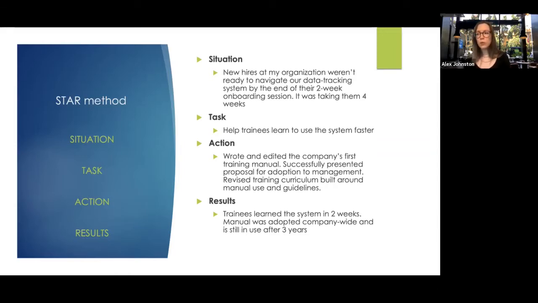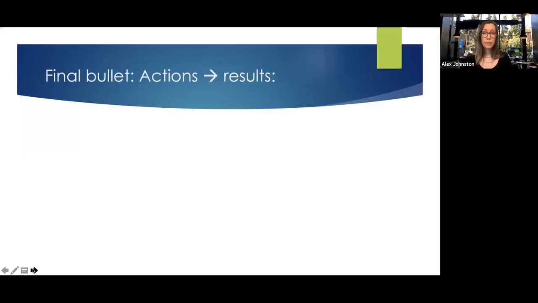Or maybe you wrote a manual for your graduate student labor organization, and that was new, and that was implemented and adopted and proved very useful to managing meetings effectively and for charting a path forward for that labor organization. So there are analogous situations that I know many of you have had in your academic work so far, and you can think of ways that you can apply this structure to presenting those results and impact. Okay, so here's an example of a final bullet point showing those actions and results.